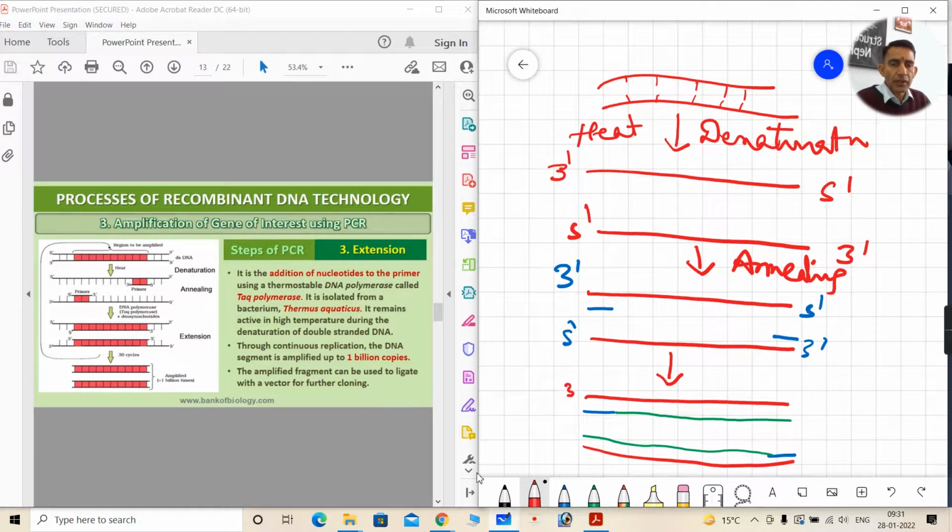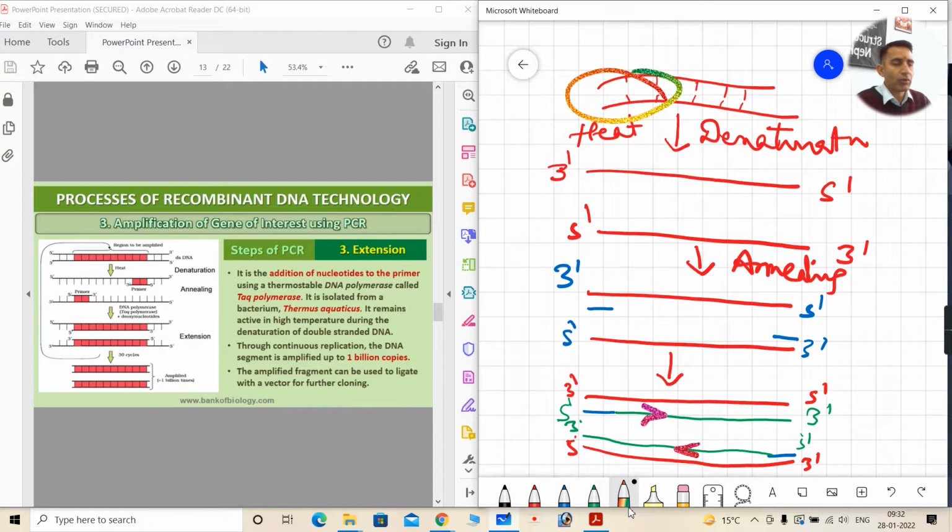Remember the polarity of this one. This is the 3' end and this is the 5' end of the template strand, 3' to 5'. But the new strands formed here have 5' and this one is 3' polarity. Remember, this process will go from 5' to 3'. Look, it will go in this direction, from here. New DNA synthesis happens only from 5' to 3'. So this is how we have got 2 DNA from 1 DNA.